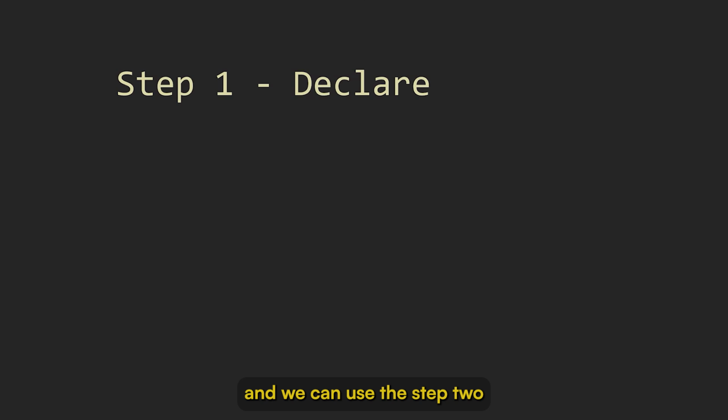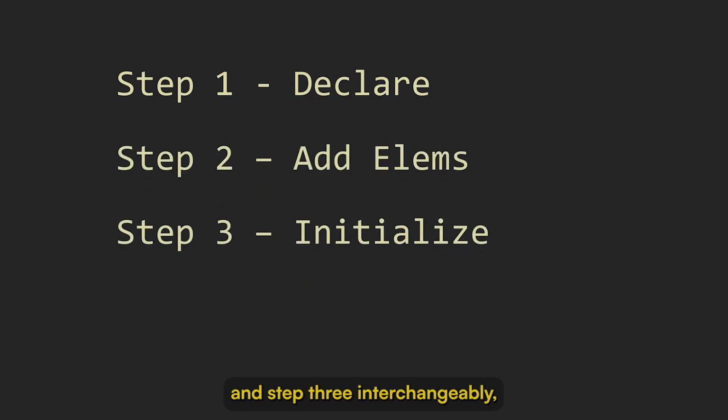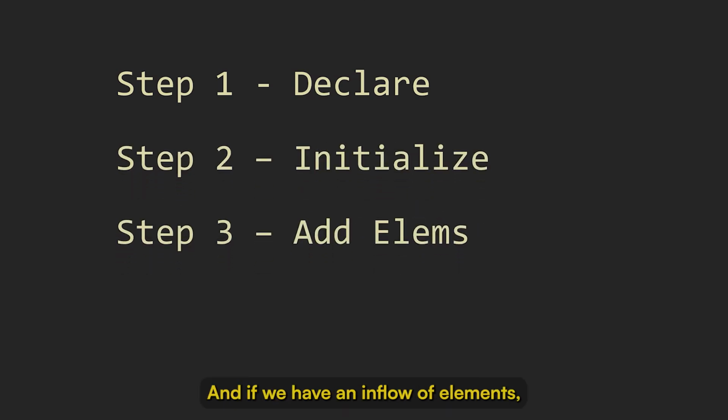And we can use step 2 and step 3 interchangeably, which are to initialize the heap or add elements. This depends on the nature of our input. If we get the array all at once, then we can add the elements first and then initialize the heap. And if we have an inflow of elements, then we can initialize the heap first and then add the elements. Well, that's all for the container/heap package provided by Go.